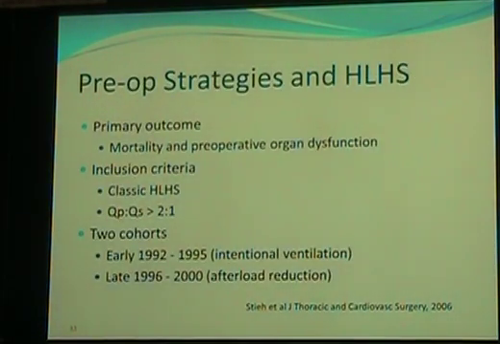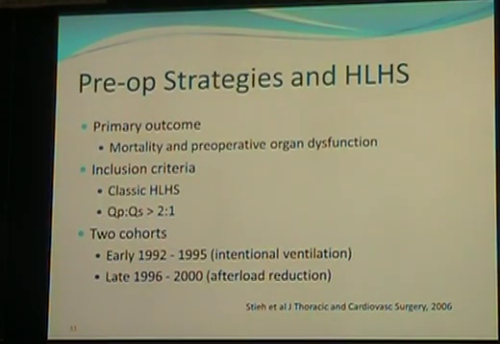So as far as pre-op strategies, if we have them here, and you're asked to transport one of these infants, the ideal situation is to have a QP/QS no greater than 2 to 1. The reason for that is because once you get over that, they begin to become oliguric.